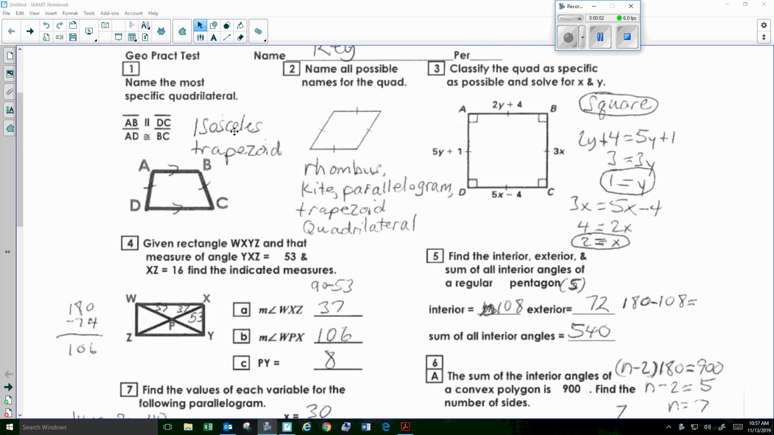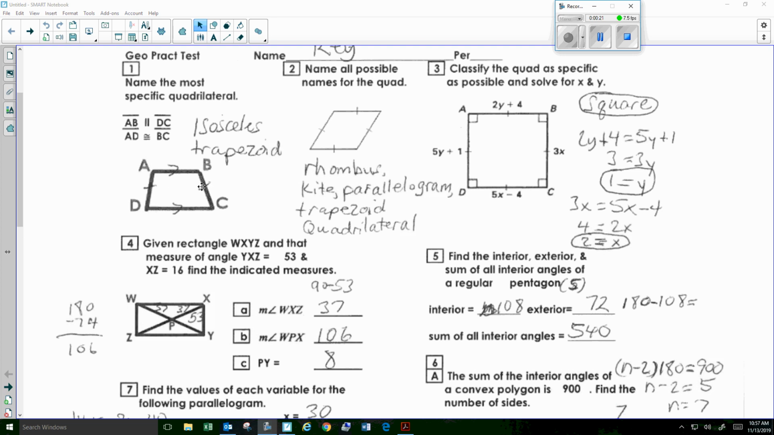Alright, here we go over the practice test. Number one, identify what you have here. AB is parallel to DC, so put the markings on it. AD is congruent to BC. Again, it may not look like it, but it doesn't matter what it looks like, you go by the information given. So therefore, we have an isosceles trapezoid.